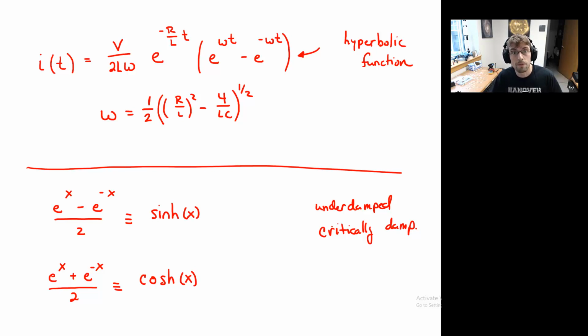So in the next video, we'll go ahead and look at a couple more RLC circuits. Maybe we'll put them in parallel. Maybe we'll do some kind of funky combination just as another practice step.